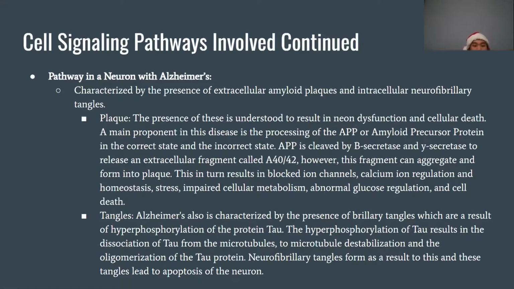With a pathway in a neuron with Alzheimer's disease. So these are characterized by the presence of amyloid plaques and intracellular neurofibrillary tangles. So for plaques, these impair the neuron in ways that they block the ion channels, which in turn messes with calcium ion regulation and homeostasis, stresses the neuron, impairs the metabolism, and can lead to cell death, as well as tangles. And these tangles lead to the apoptosis, or cellular suicide, of a neuron.